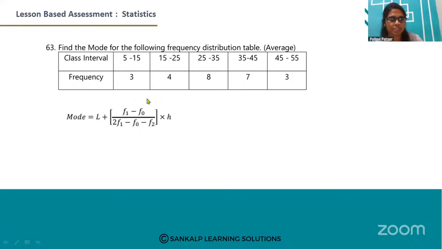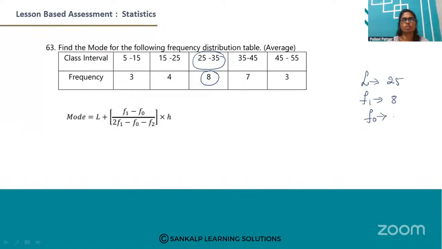Look at question number 63. Find the mode for the following frequency distribution table. Here the highest frequency is 8. So the class interval is 25 to 35. Here L, the lower limit of the modal class, is 25. F1 is the modal class frequency, 8. F0 is the frequency of the preceding class, which is 4, and F2 is 7. H is the class width, which is equal to 10.